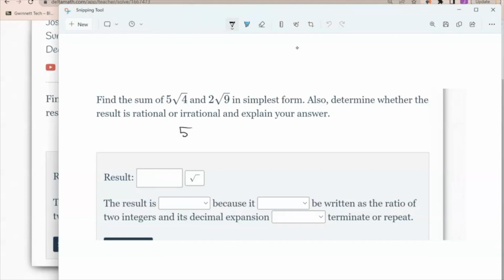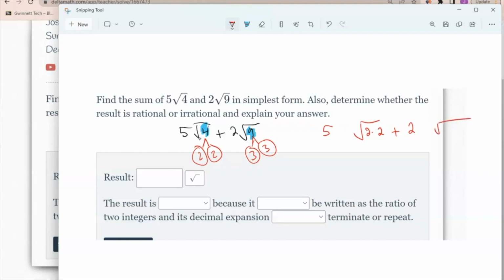So this is addition. So we have 5 radical 4 plus 2 radical 9. All right, now remember, you cannot add or subtract until these radicals are the same. And right now, are they the same? No. So what I have to do is simplify them in order to make them the same, right? So 4 breaks down to 2, which is prime, times 2, which is prime. This breaks down to 3 times 3, and they're both prime. All right, so that becomes 5, leave a space for books, and then you have 2 times 2, plus 2, leave a space for books, and then here you have 3 times 3.